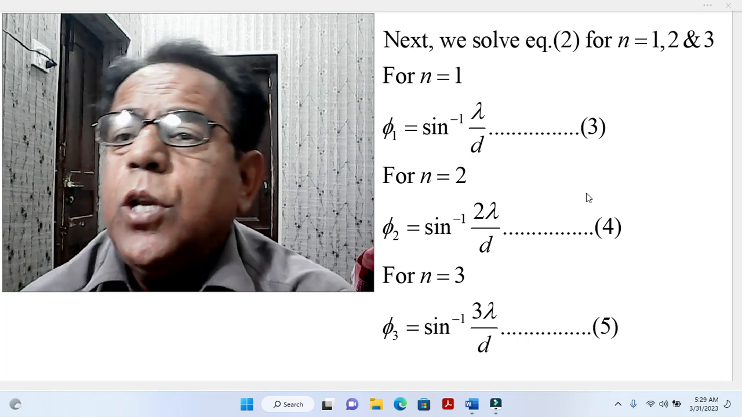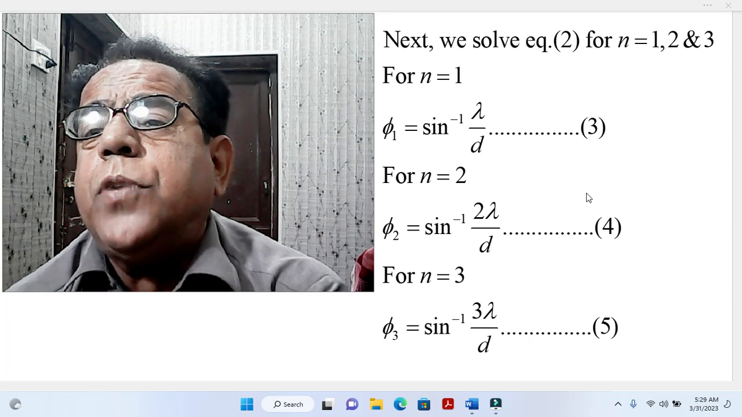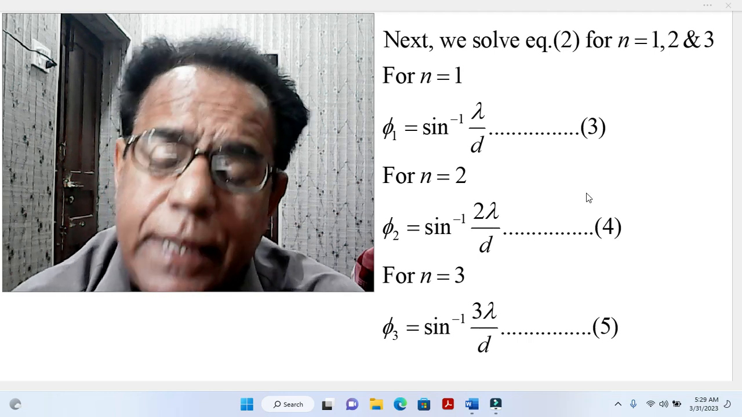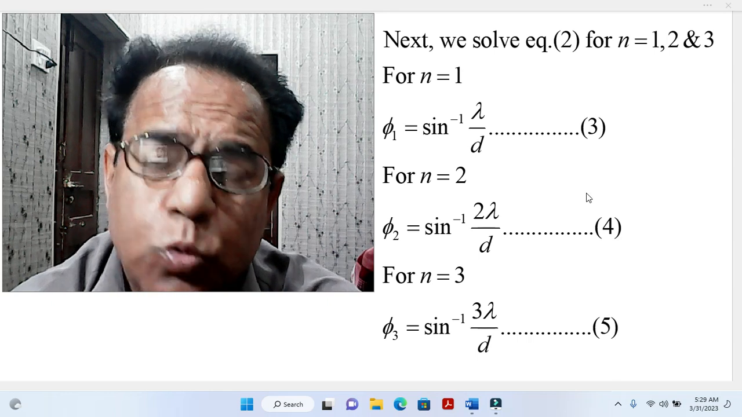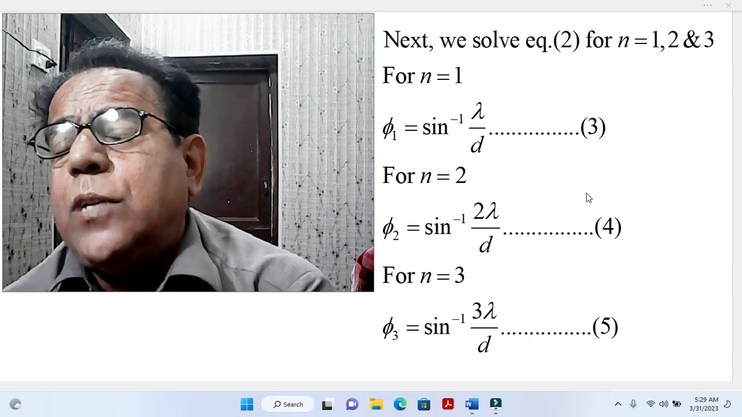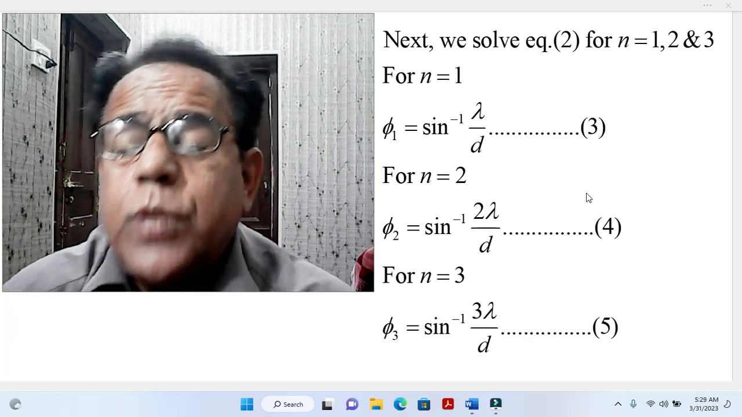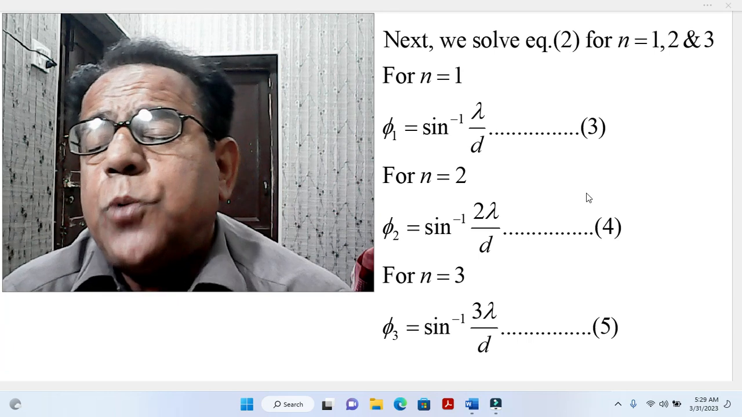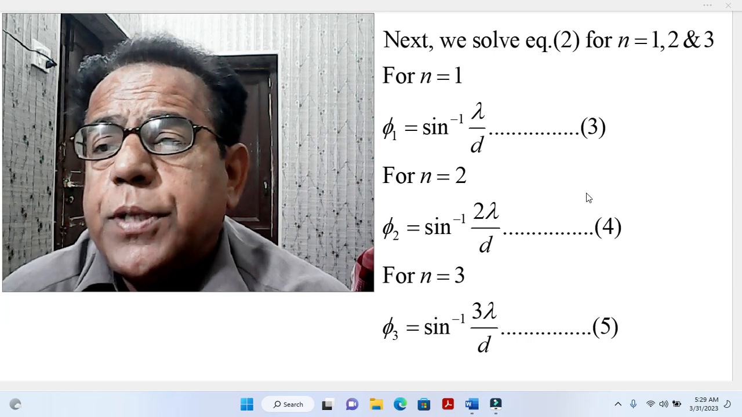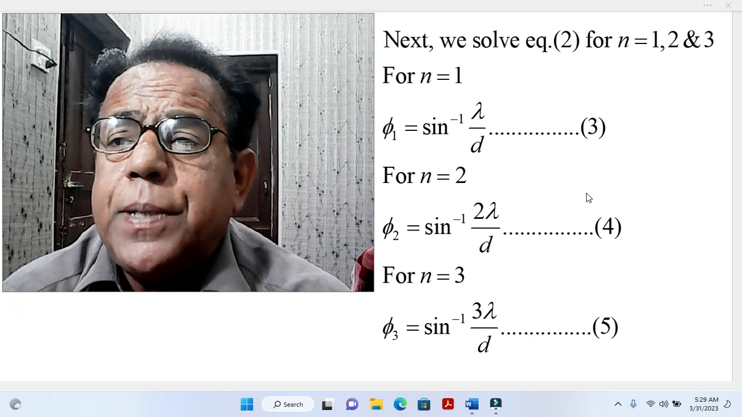Dear students, now the question arises whether we are not taking the value of n equal to 4. This fact will be disclosed soon at the end of this problem. That is why we are taking only 3 values, n equal to 1, 2 and 3. We are not taking n equal to 4. At the end of this problem we will see that for n equal to 4, the value of sine phi becomes greater than 1.